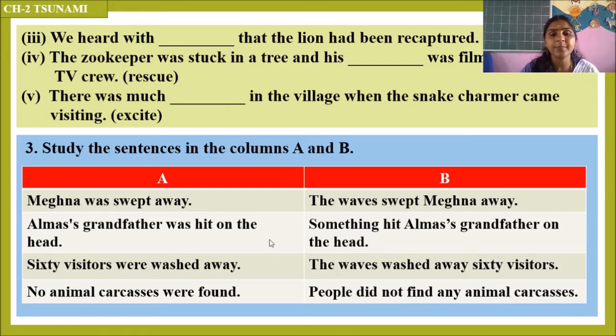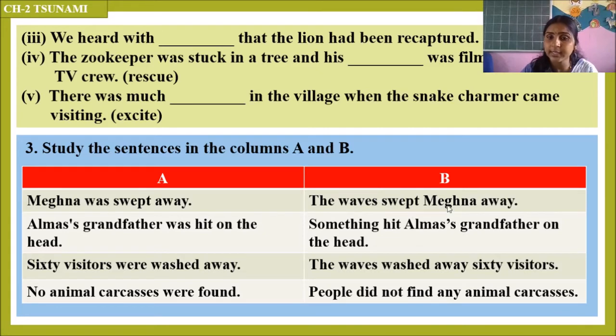Children, if you see, both are the same. The meaning of the phrases in both the columns is the same, right? But what is the difference here? In A column, Meghna was swept away. They are telling that Meghna was swept away, but they did not tell how Meghna was swept away. It is like indirect. Here the waves swept Meghna away. It means they have given the reason how Meghna was swept away. Who swept Meghna away?